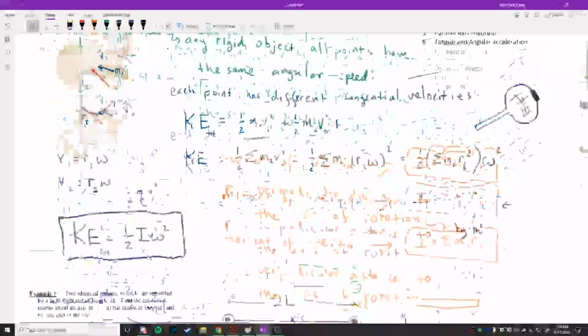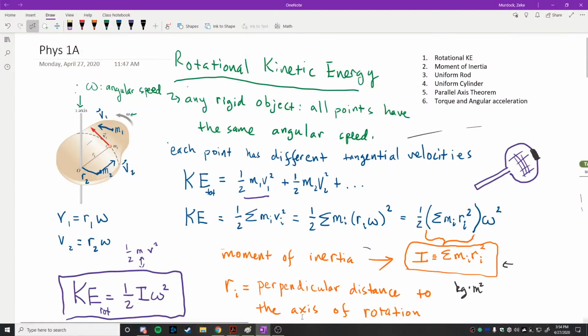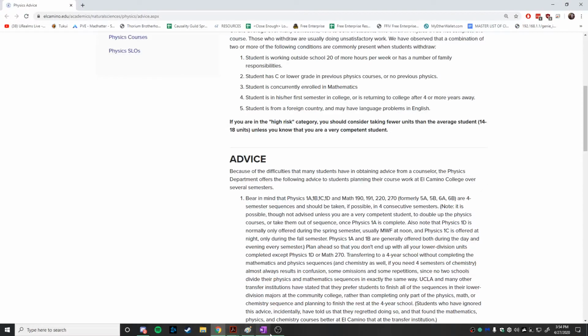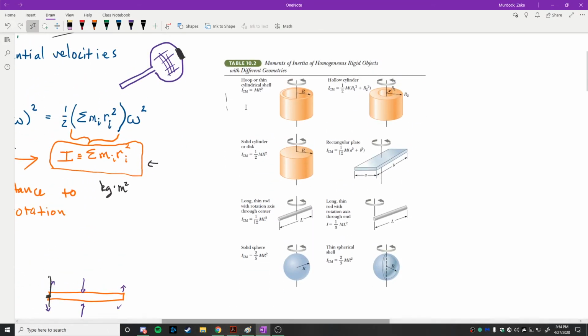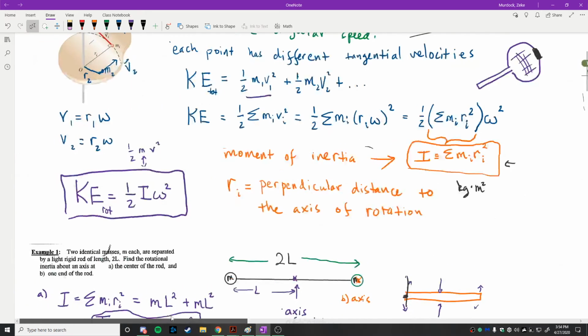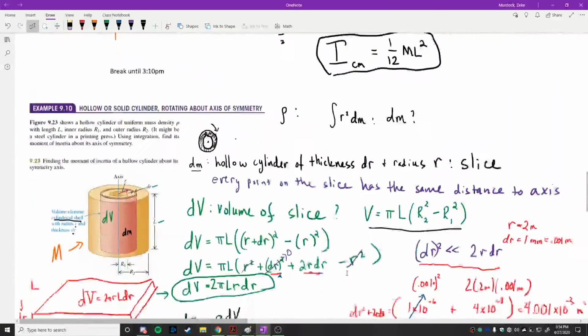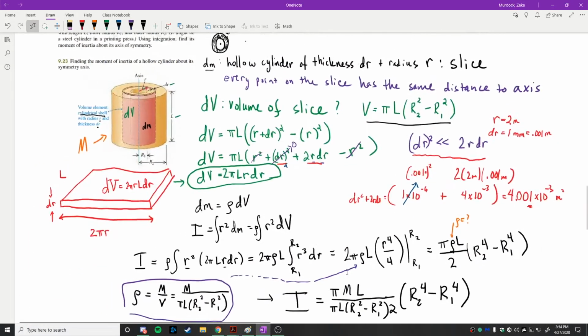Just real quick, just to show you, go back to our list. There it is. Hollow cylinder, right there: 1/2 m (r1 squared plus r2 squared). That's what we just proved, right? So that's another one of the ones off the list that we've done now. I'll go back to the derivation here, maybe zoom out a little bit so we can see all of it.